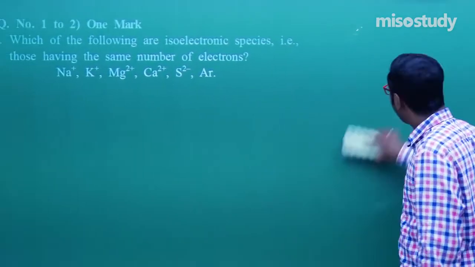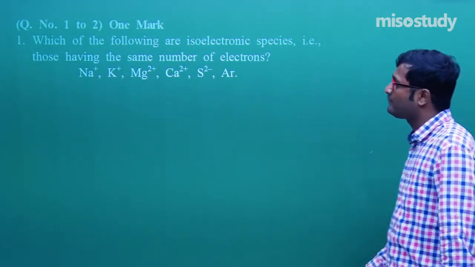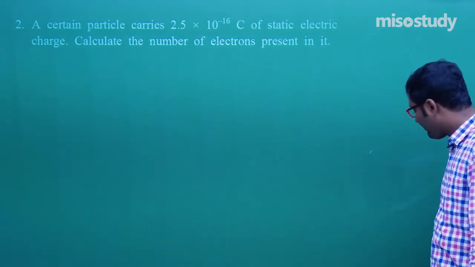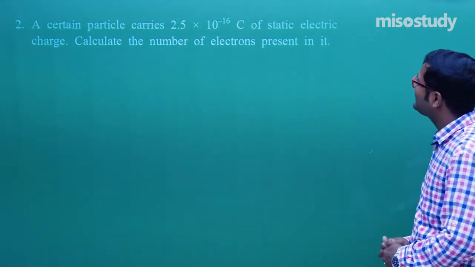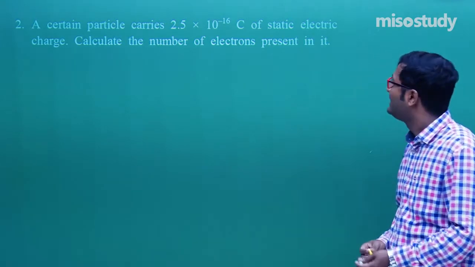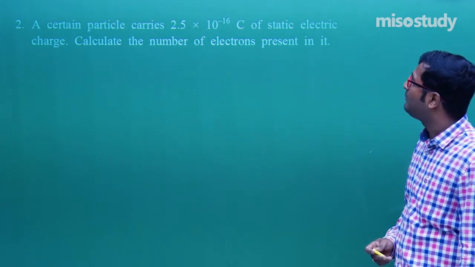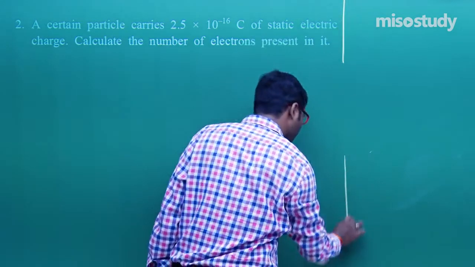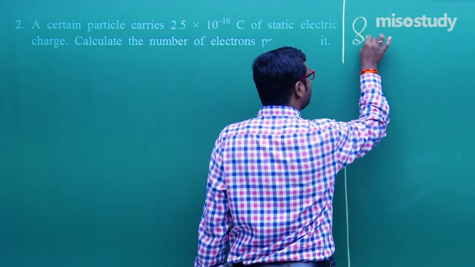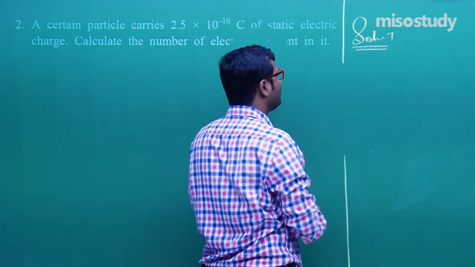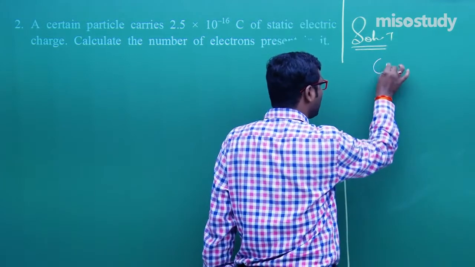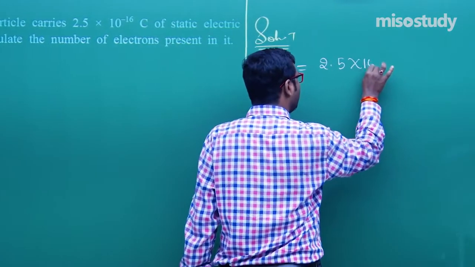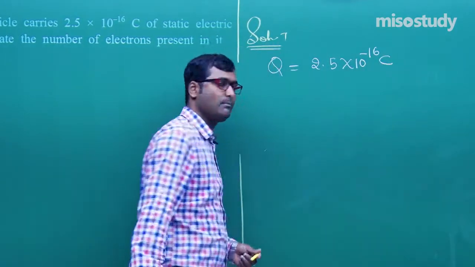The next question. What is the next question? Check it out. Look at question number 2. A certain particle carries 2.5 × 10^-16 coulomb of static electric charge. Calculate the number of electrons in it. It's very simple. How to solve this question? Look at the solution. Question number 2, that is given here. First of all, write down the data. Q is equal to 2.5 × 10^-16 coulomb.